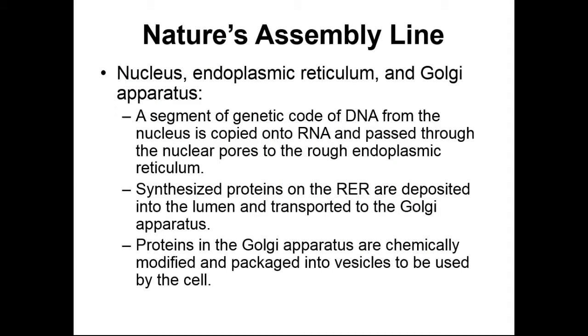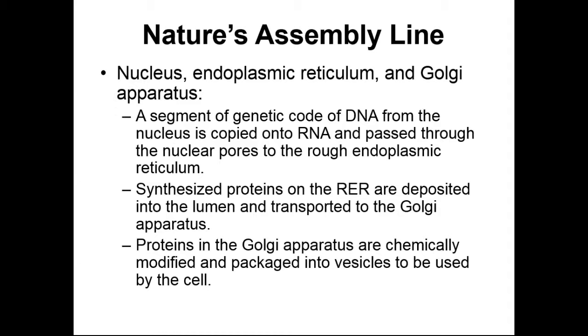You think of the nucleus to endoplasmic reticulum to Golgi apparatus as an assembly line, sometimes also referred to as the endomembrane system. We'll take a piece of genetic code, or DNA, from the nucleus, make it into messenger RNA, and that messenger RNA is going to go from the nucleus through the nuclear pores into this rough endoplasmic reticulum.